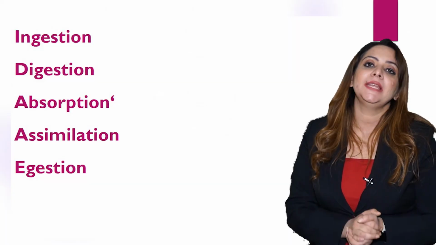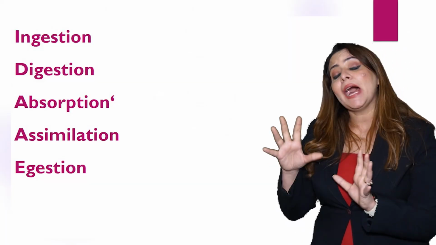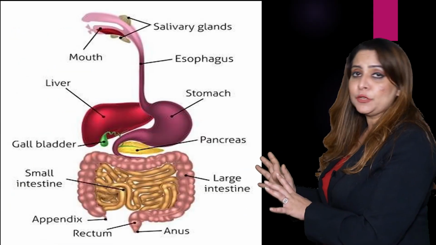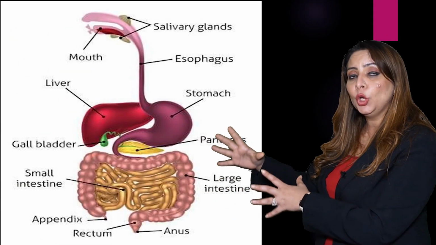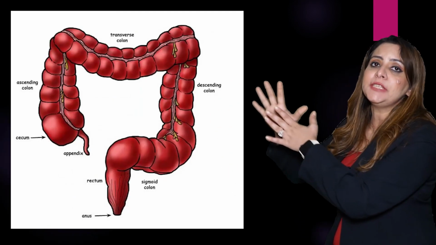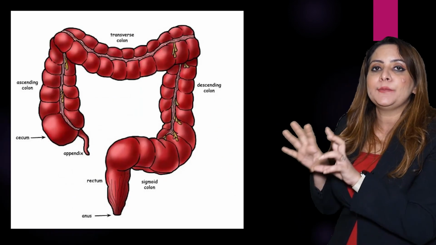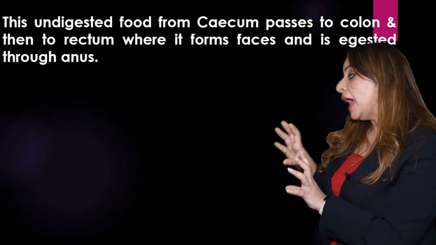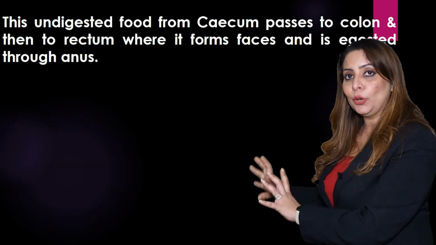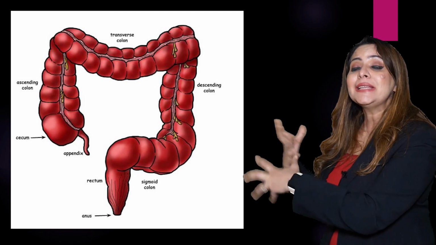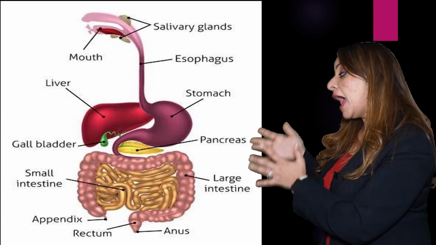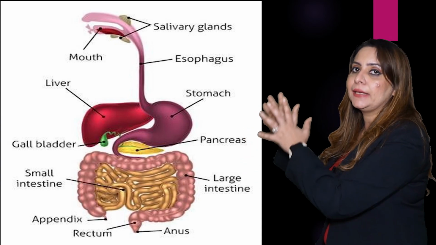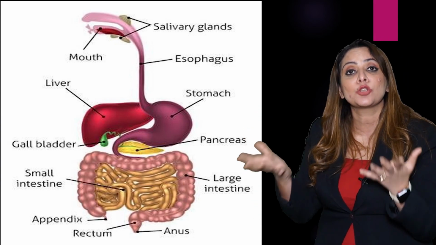Now what happens in egestion? The undigested food which is left behind moves to the large intestine, that is from the cecum to the colon, and while it is moving, all the water absorption takes place, and it is temporarily stored in the rectum where it converts into a semi-solid form that is called feces, and then through the anus it is egested out, that is, thrown out.